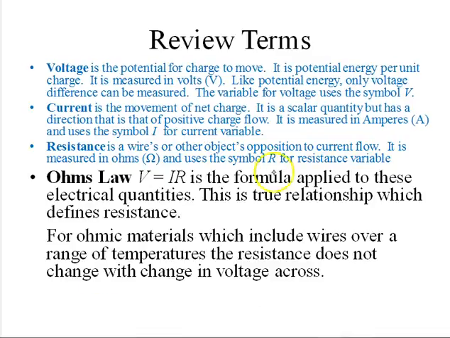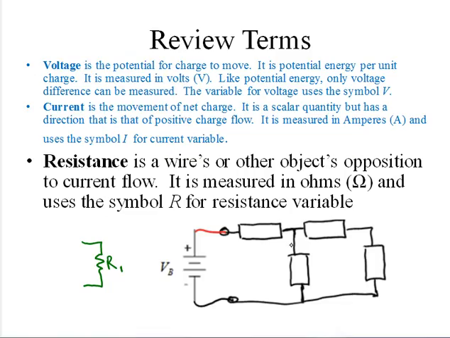So Ohm's law is our formula that can be applied to these electrical quantities, and it's the true relationship that really defines resistance, and that formula is V equals IR. If a material is ohmic, which includes wires over a range of temperatures, an ohmic material means that the resistance will not change as the voltage across it changes.